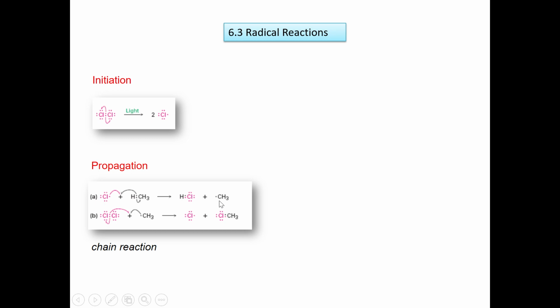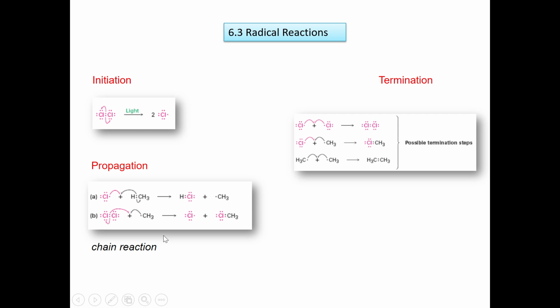methyl radical. Okay, then this methyl radical is reacting with one molecule of chlorine, generating the chloromethane plus regenerating, forming again a chlorine radical. That means in this propagation we generate the same that we add. We add a chlorine radical, we have to generate a chlorine radical. This is a chain reaction.